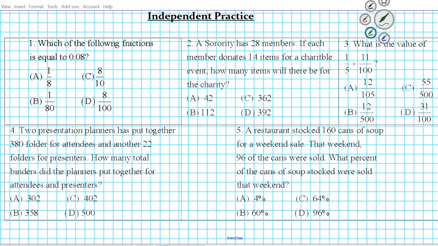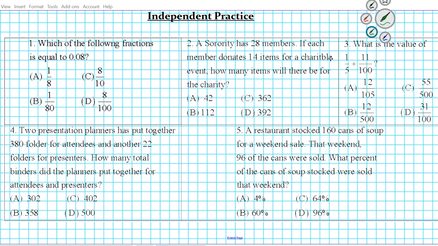Practice. These are the 5 practice problems we'd like you to try out in order to demonstrate mastery of what we just covered in this presentation. What I'd like you to do at this time, go ahead and pause this video presentation and try out these 5 problems. When you're done, click on the play button and we will reveal to you what the correct answers are.